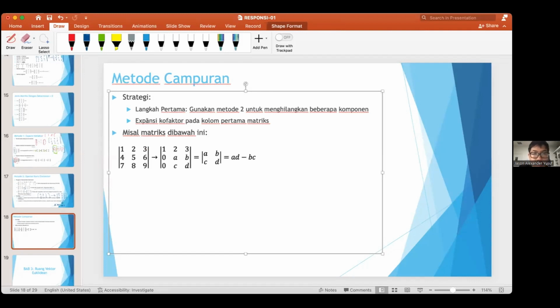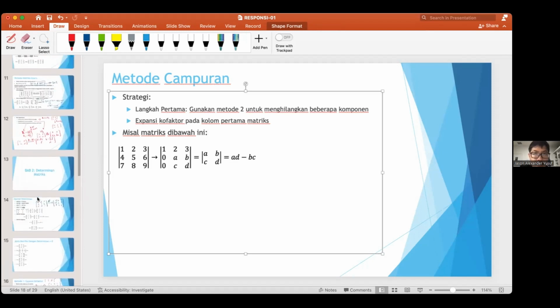And the next thing that you should do is perform cofactor expansion. If you look at the first column, the resulting determinant would be just this one, A, B, C, D. And then you can just do the usual calculation. Okay.